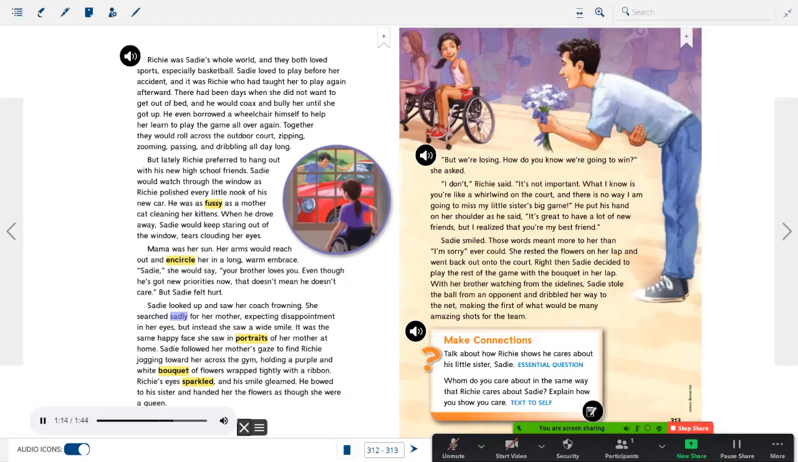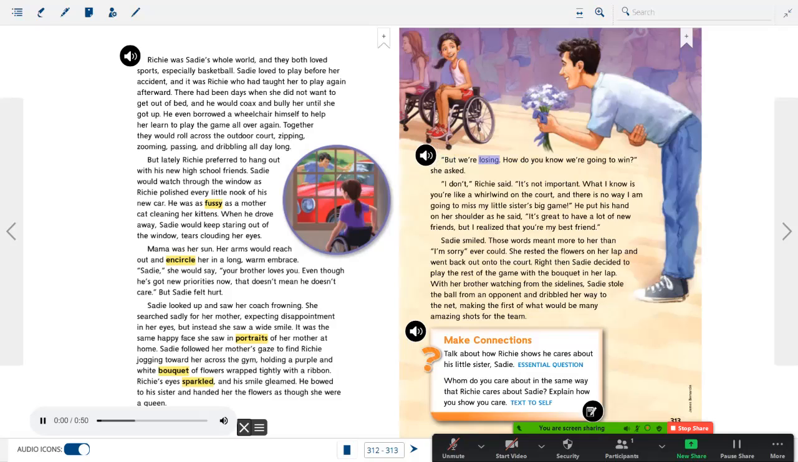Sadie looked up and saw her coach frowning. She searched sadly for her mother, expecting disappointment in her eyes, but instead she saw a wide smile. It was the same happy face she saw in portraits of her mother at home. Sadie followed her mother's gaze to find Richie jogging toward her across the gym, holding a purple and white bouquet of flowers wrapped tightly with a ribbon. Richie's eyes sparkled and his smile gleamed. He bowed to his sister and handed her the flowers as though she were a queen.